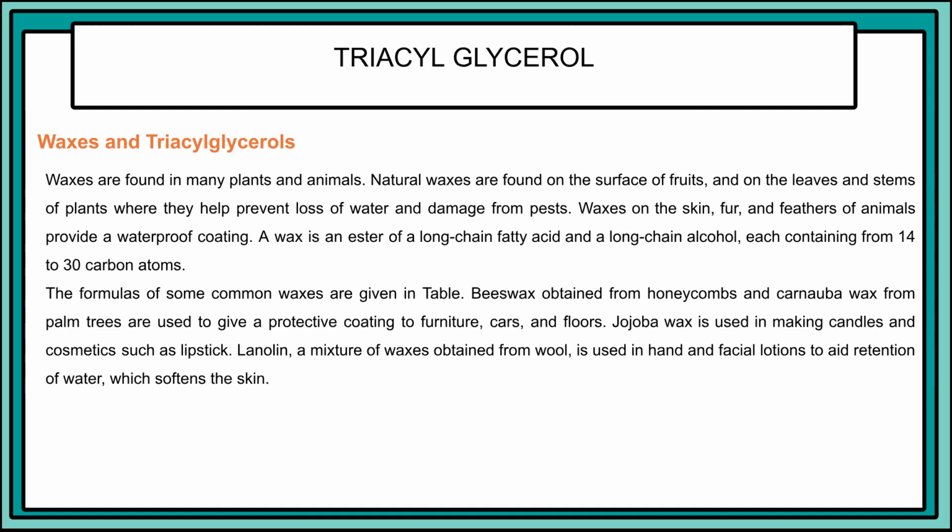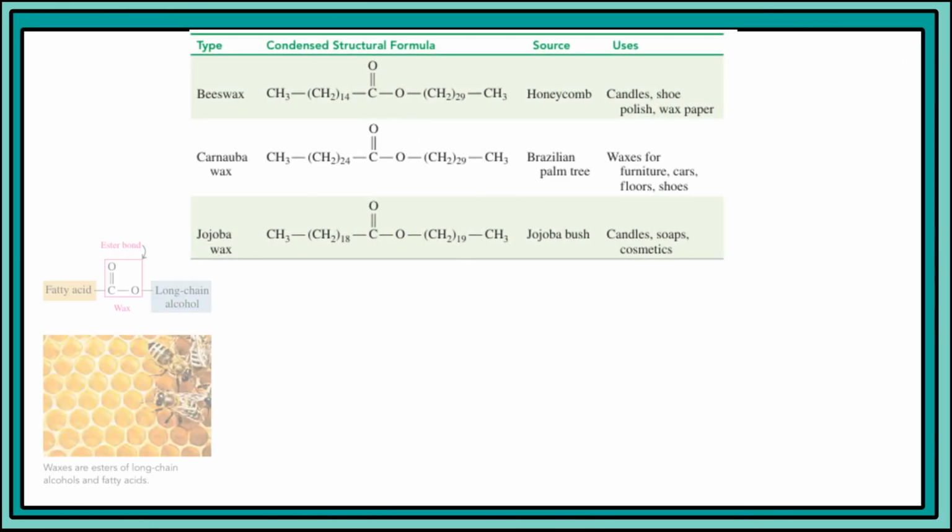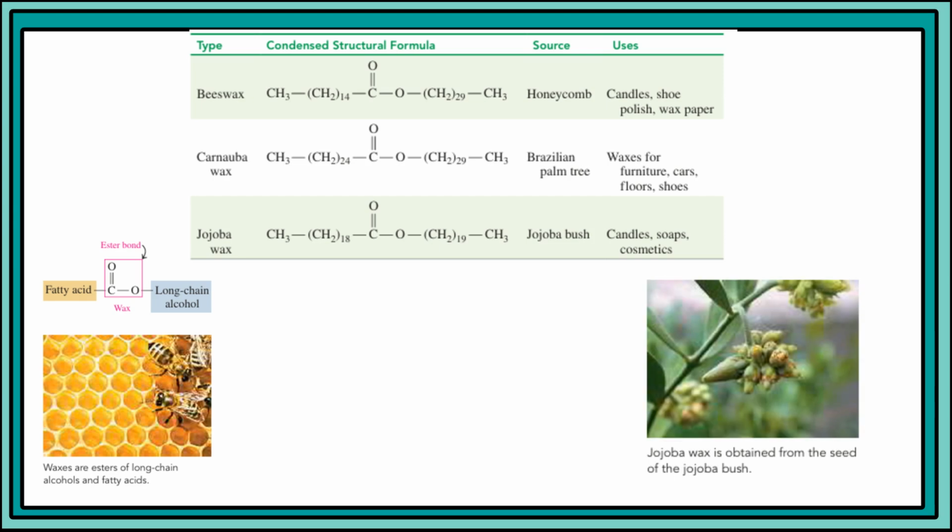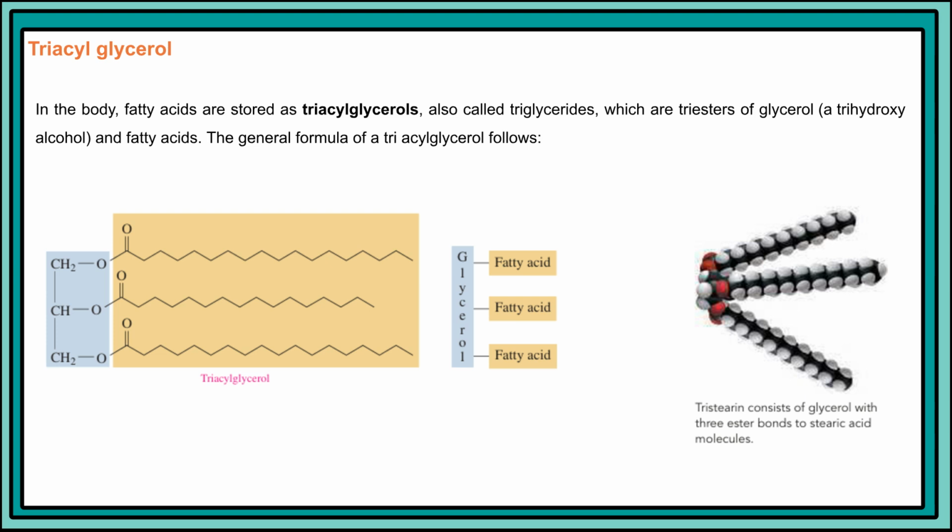Waxes are another type of lipid, formed by the esterification of long-chain fatty acids and alcohols. They serve protective functions in plants and animals by providing waterproof coatings. Here we see common examples of waxes, such as beeswax, carnauba wax, and jojoba wax, along with their various commercial and industrial applications. Triacylglycerols, or triglycerides, are the primary way our bodies store fatty acids.